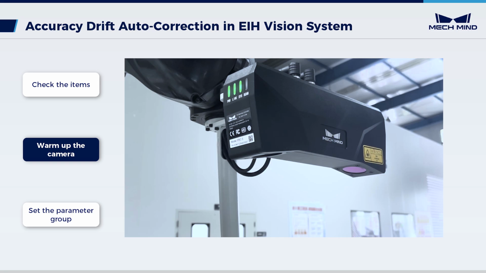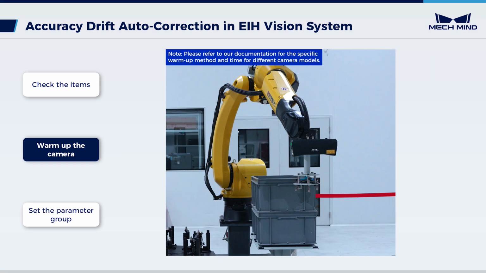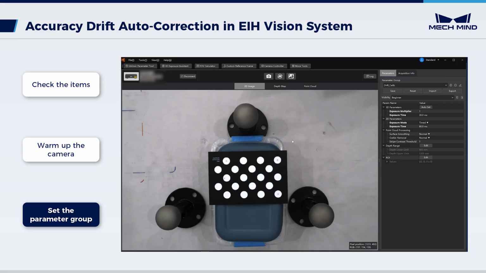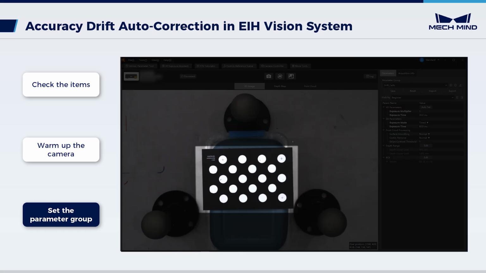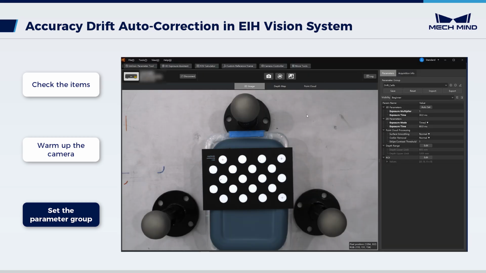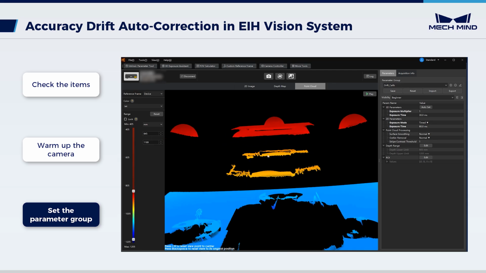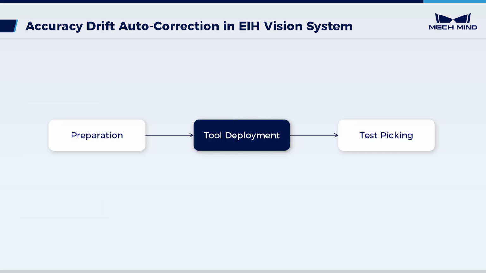Then, warm up the camera. This prevents the intrinsic parameters from changing due to temperature fluctuations during data acquisition. After this, set the parameter group in Mech-Eye Viewer. Ensure that the 2D image of the calibration board is clear, and the point cloud of the spheres remains smooth and intact. Having prepared, get started with the deployment operation.